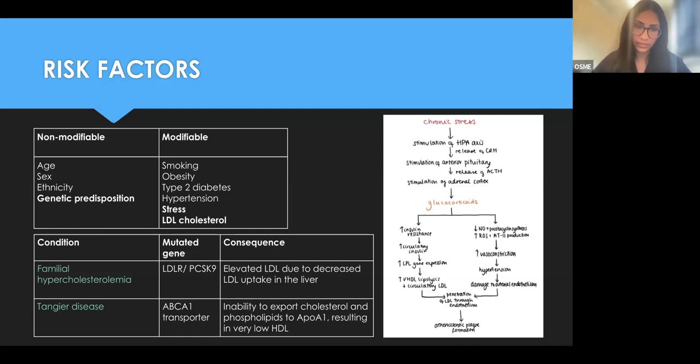So if we start with the genetic predisposition, there are two disorders that it'd be nice to know about. So the first one is familial hypercholesterolemia. So again, I'll expand on this a bit later, but essentially you get mutations in genes that control LDL uptake, so low density lipoprotein uptake from the plasma into the liver. And as a consequence, you'll have elevated plasma LDL, which is a risk factor for atherosclerosis. And Tangier disease is where you have very low serum high density lipoprotein, which is thought to be protective against atherosclerosis.